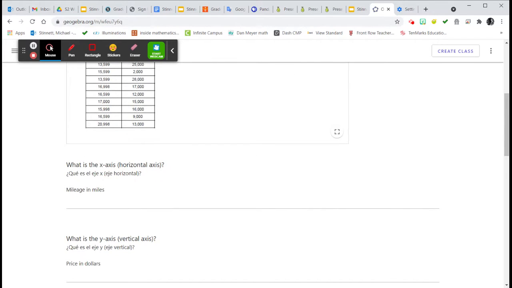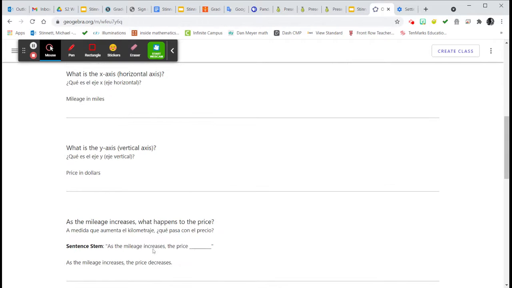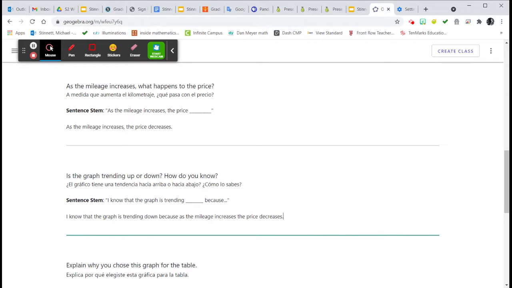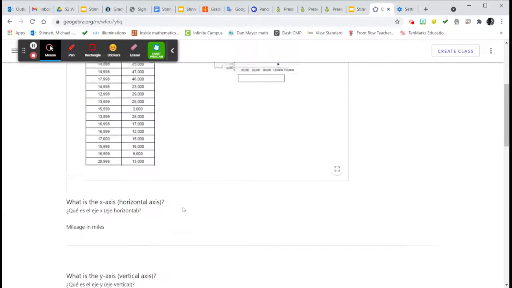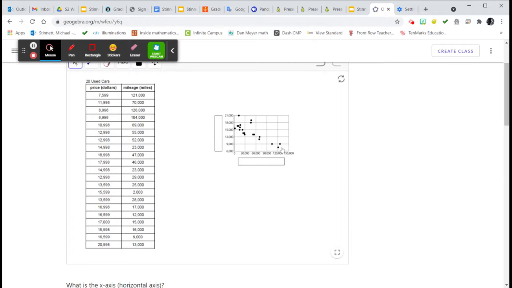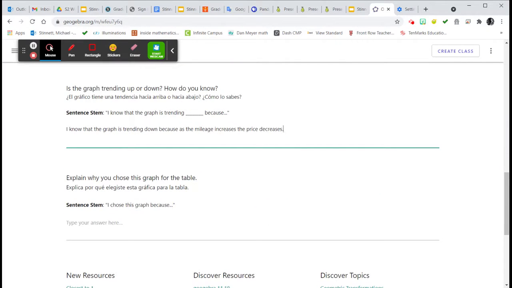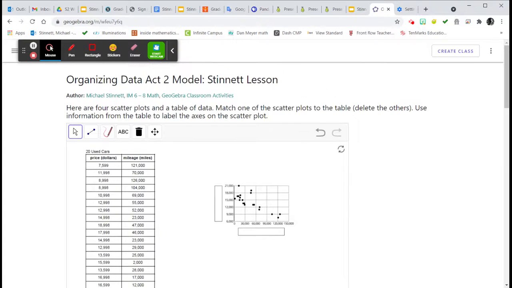Also, we found out the x-axis and the y-axis. We understood that as the mileage increased, the price decreased. We also understood that the graph was trending down. Look at the graph. It's trending down, okay? So we can add all of that information into our response here. I chose this graph because, and fill in your information, for that final question.